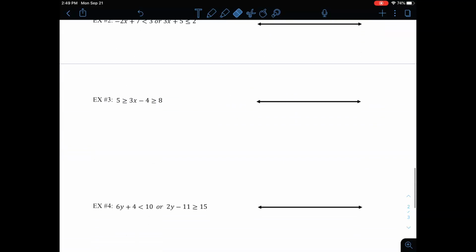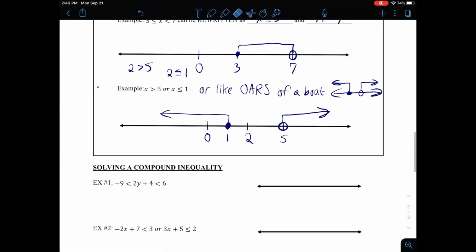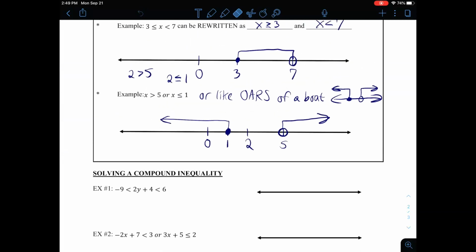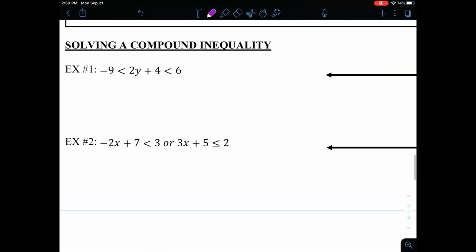All right, now we're going to be doing some solving of compound inequalities. Let's go ahead and use a new color. Okay, so we are solving compound inequalities.